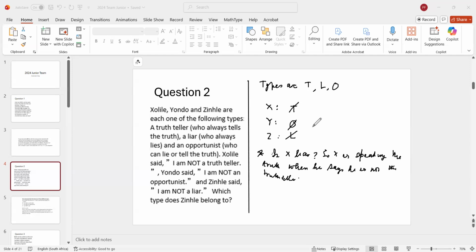Okay, so this is impossible. So therefore, X is the truth teller. Oh, wait a minute. So X is one of the other two. X is O or L. Now X is O or L. So that means, let's have a look at Y.